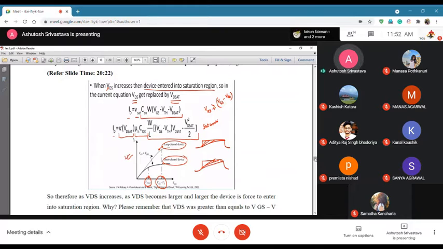Now when VDS increases, the device enters into the saturation region. So in the current equation, VDS gets replaced by VDsat. So this is what you should write.